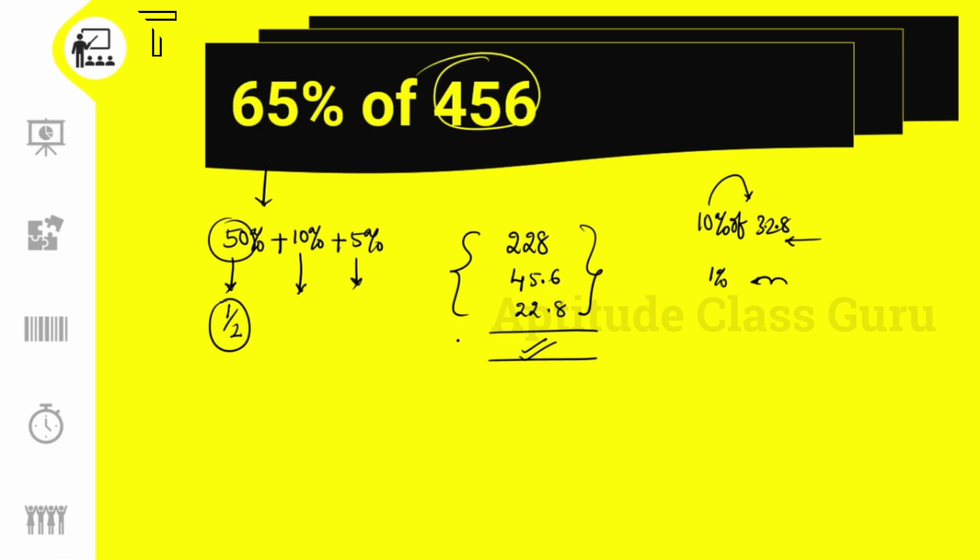For example, similarly I am taking a random number like 77% of 128. Whenever you do this type of problem, 77 by 100 into 128, 77 is an odd number and there are even numbers, so you will start cancelling with 2, right? It will take a lot of time for you.